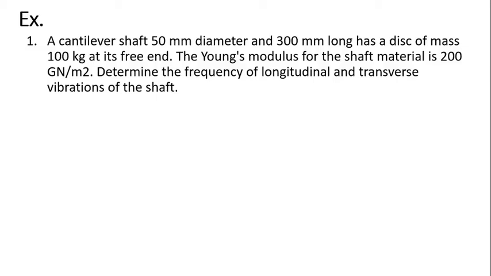So the question says a cantilever shaft 50 millimeter diameter and 300 meters long. So diameter is 50 millimeters. This is the length. It has a disc of mass 100 kilograms at its free end. The Young's modulus, that is E, for the shaft material is 200 giganewtons per square meter. So this is your E value, Young's modulus.